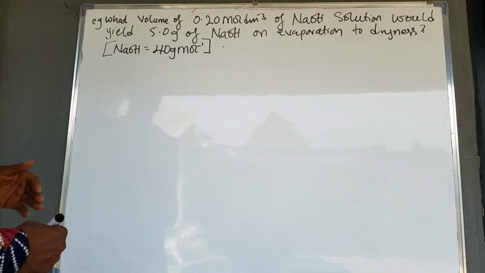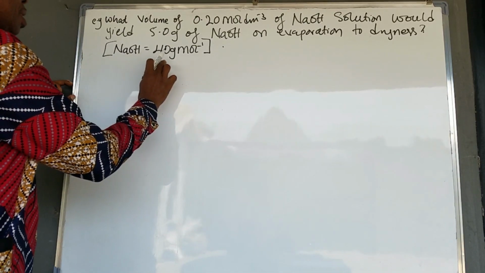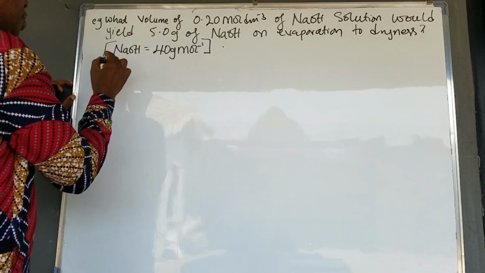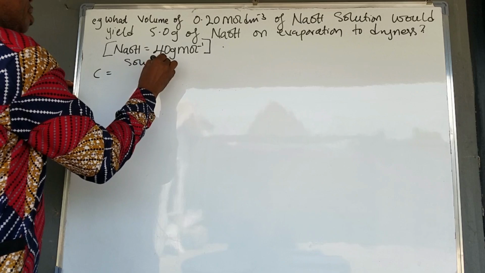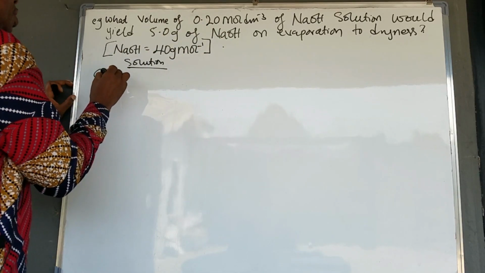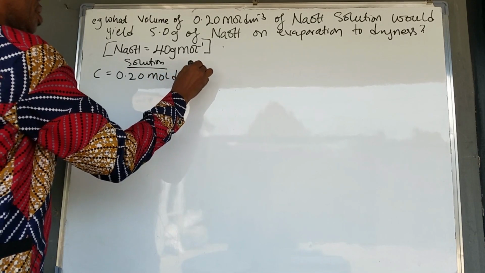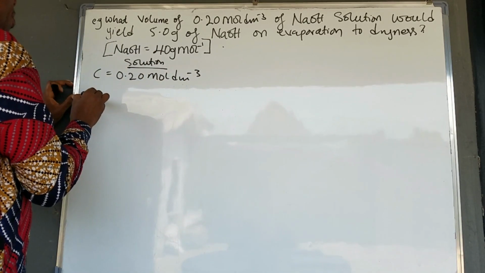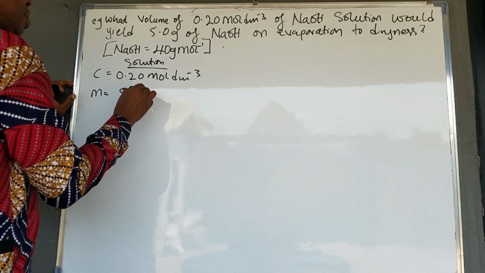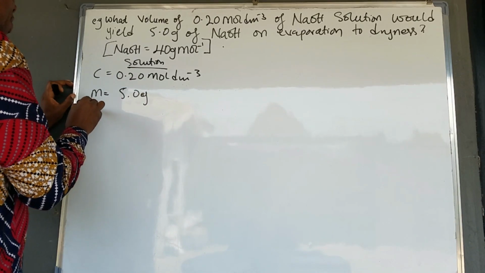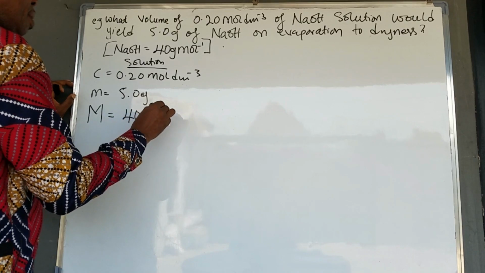to dryness? Now, like I said, the easiest thing to do is, first of all, just list out those things that are given to you. Like now you're given C. C here is the molar concentration, which is 0.20 mole per dm³. And then you also have small m, the mass of sodium hydroxide, which is 5 grams. Then you also have the big M, and the big M is 40 grams per mole.